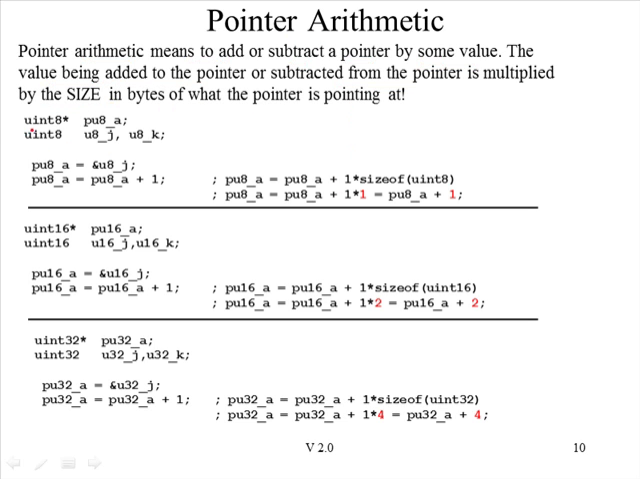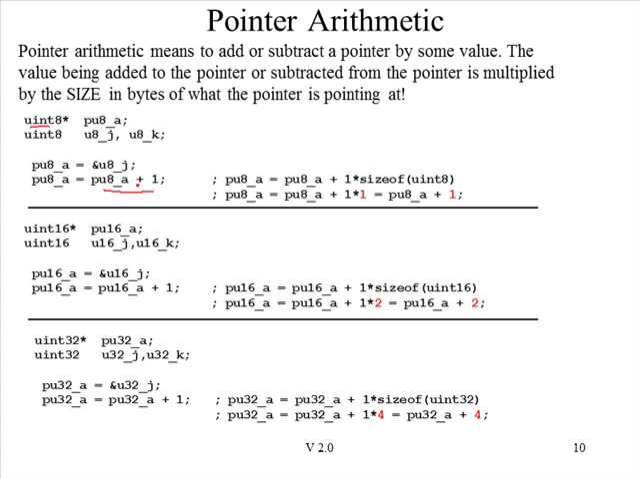Here we have three code fragments. They're similar to each other in that all declare a pointer and two variables. The code itself is going to take the address of a variable, assign it to the pointer, and then increment the pointer by 1. They're different from each other in that this uses 8-bit variables, this uses 16-bit variables, and this uses 32-bit variables.